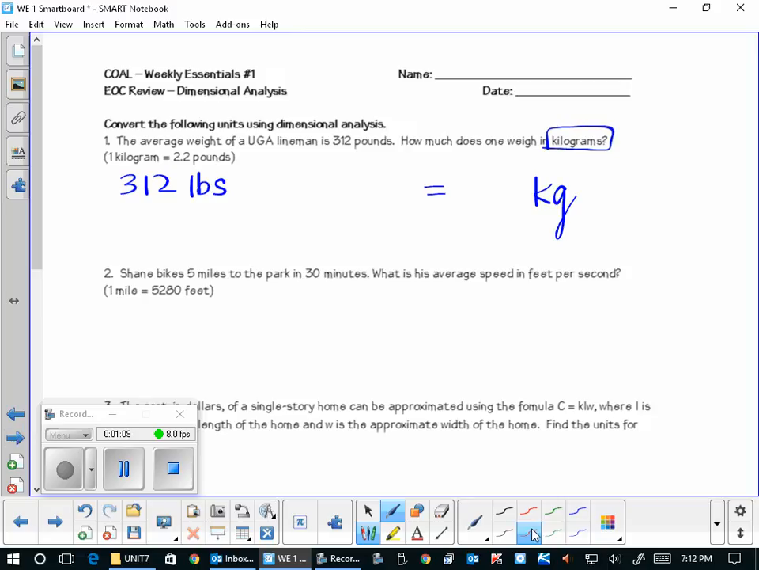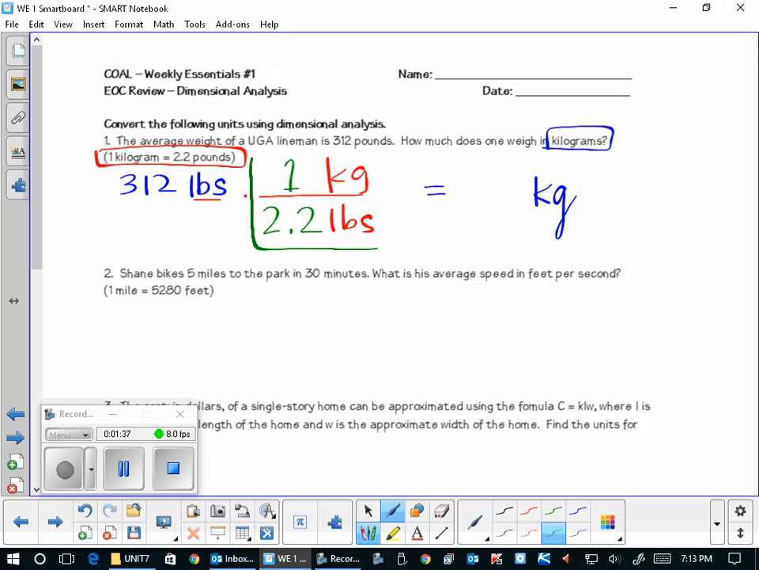Okay, here it gives us the conversion we need. So you have this in case you lost your conversion sheet. We know 1 kilogram is 2.2 pounds. So I'm going to put pounds at the bottom so they can cancel. Then I have kilograms at the top. I know 1 kilogram is 2.2 pounds. This equals 1 because 1 kilogram does equal 2.2 pounds.